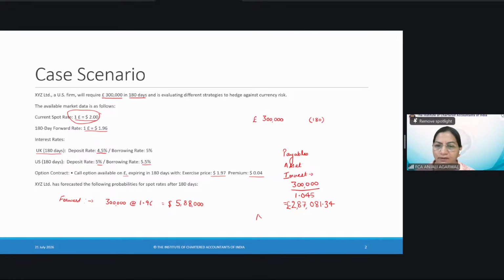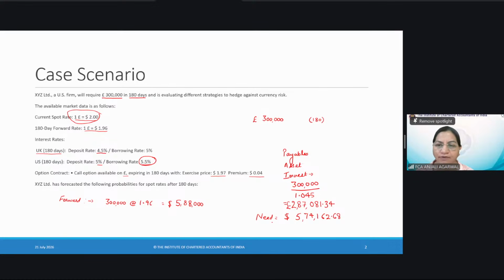You need dollars 5,74,162.68. You will need these many dollars today to be able to convert it into 2,87,081 pounds, which you will invest in UK. So these dollars will come from the US market at the borrowing rate of 5.5%. So this you have borrowed.